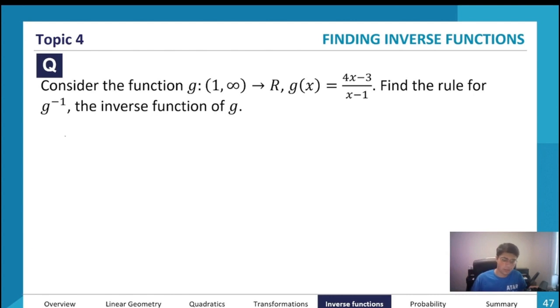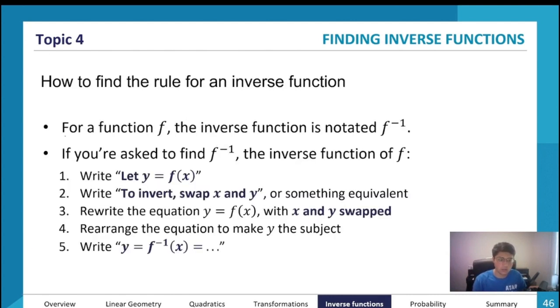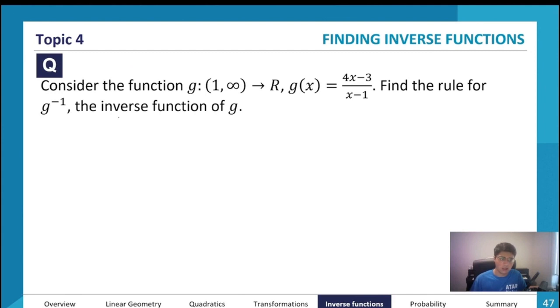So the first step, as we saw in the previous slide, let y equal f(x). We're going to write that down. Let y equal (4x minus 3) over (x minus 1). So in this case, we're dealing with g(x), and our expression for g(x) is this. So that's our first line of working. The next thing we're going to do is write 'to invert, swap x and y.'